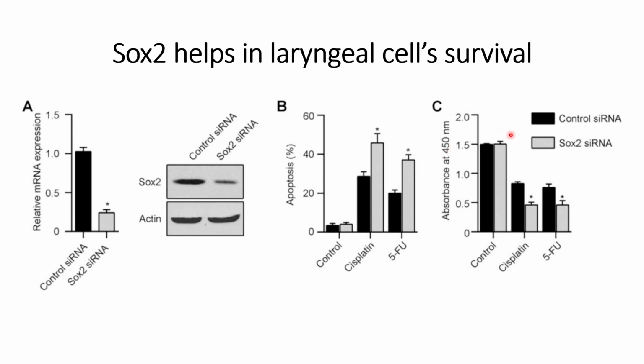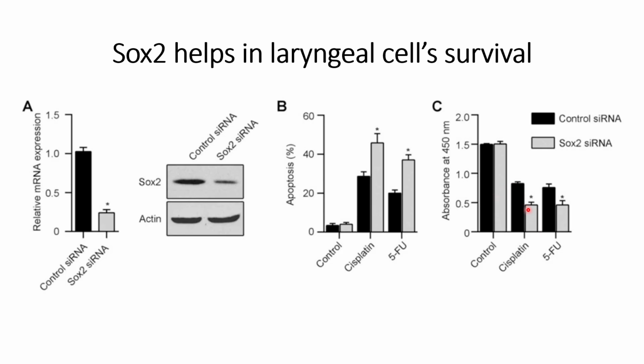Similar results they have seen when they checked the cell viability using the CCK assay, where a decrease in absorbance means a decrease in viability. We can see that for the cisplatin, when SOX2 has been silenced, there is a decrease in the viability. And similarly for the 5-fluorouracil treated cells, when SOX2 has been silenced, there is a decrease in the viability. All these results together indicate that SOX2 might play a role in laryngeal cell survival.